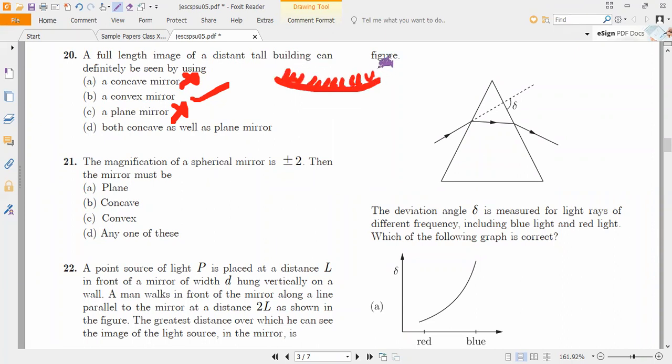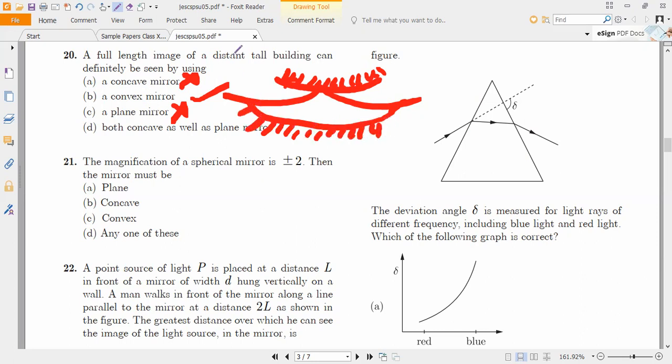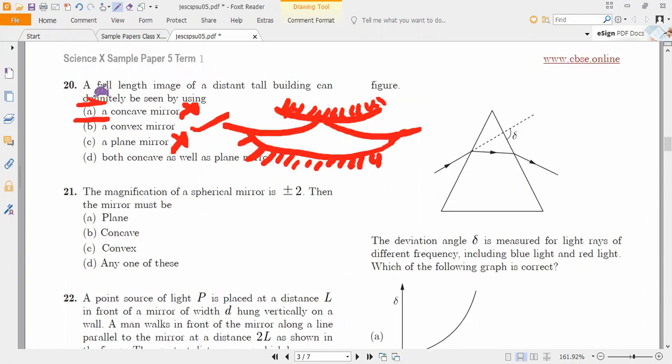Yes or no? Rear view mirror. Yes, sir. We can see the whole view. In a rear view mirror, we can see a larger, wider view, because of maximum view. So that is why we use which mirror? Convex mirror. Convex mirror is the correct answer. Are you clear, guys?